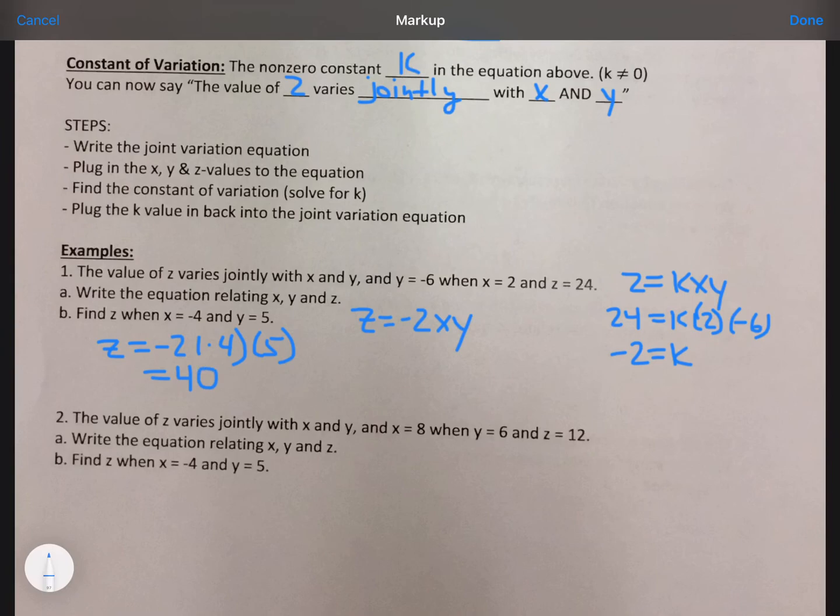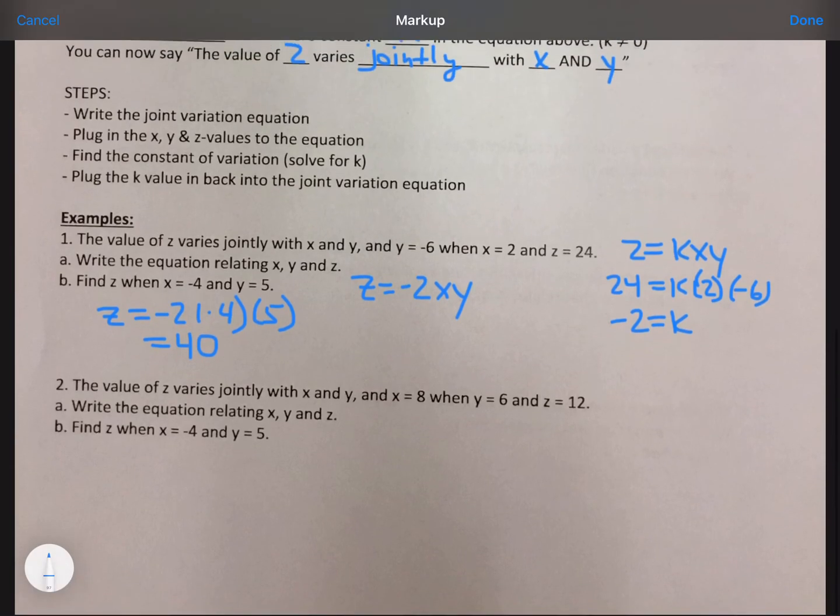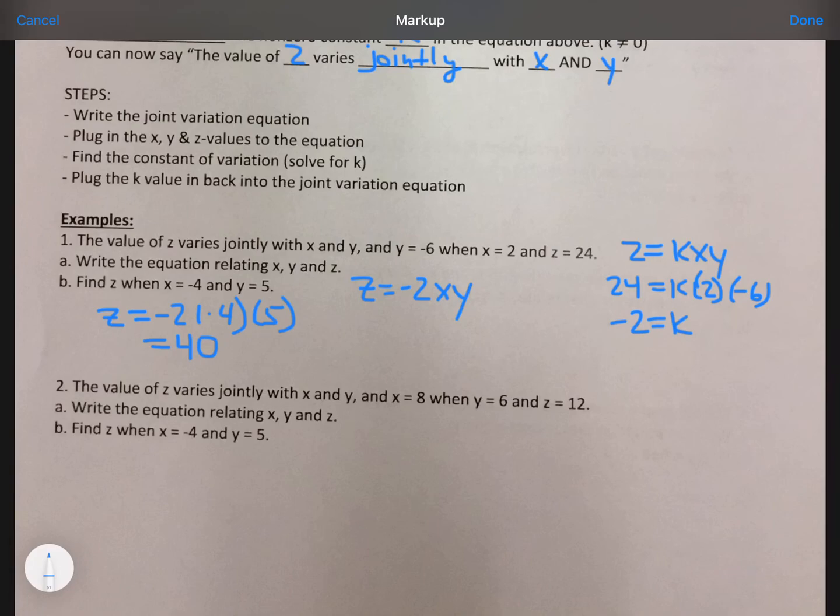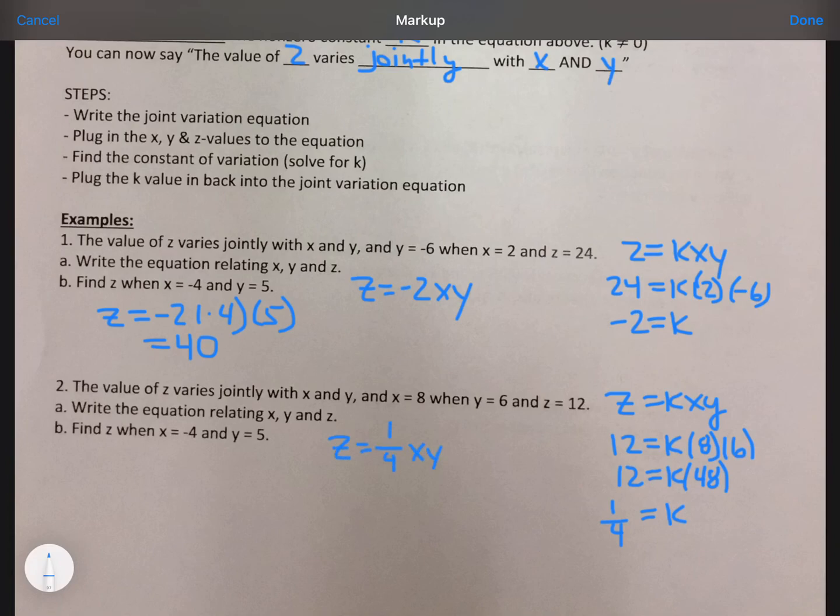So when it varies jointly, it means directly, basically, for an extra variable. So same thing with number 2. z varies jointly with x and y. So z is 12. We have to find k. x is 8 and y is 6. So that's 12 equals k times 48. So k equals 1/4. So our equation is z equals 1/4 xy.